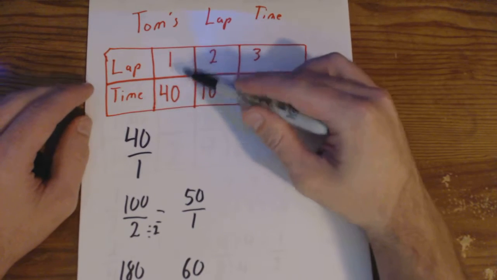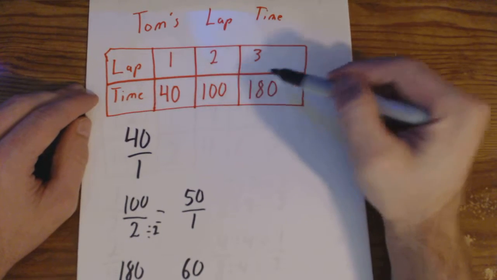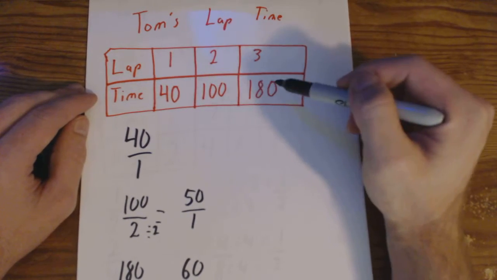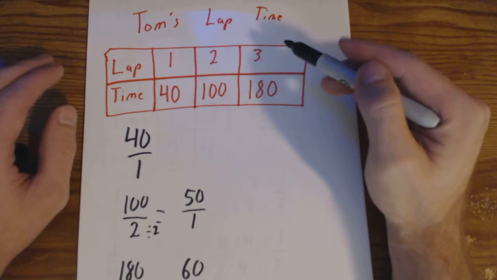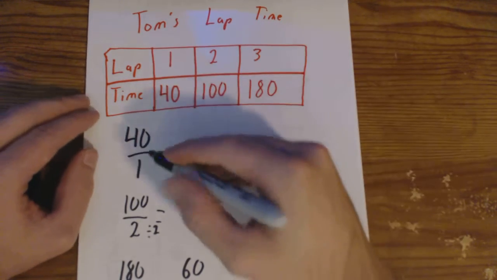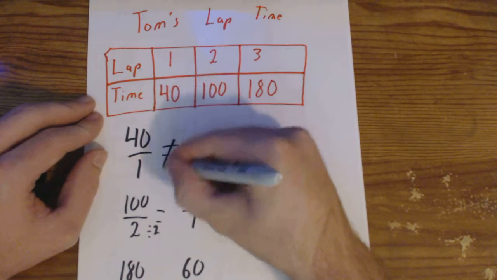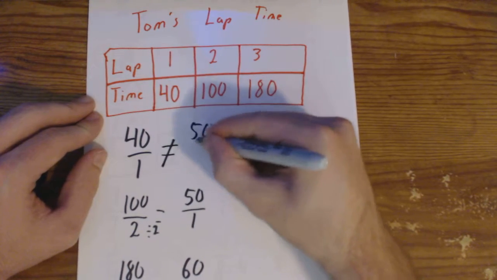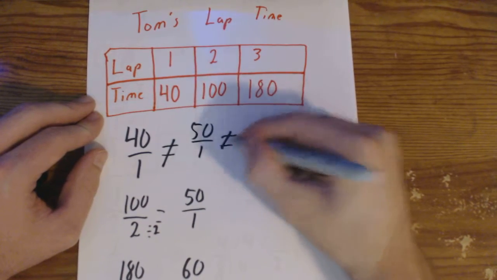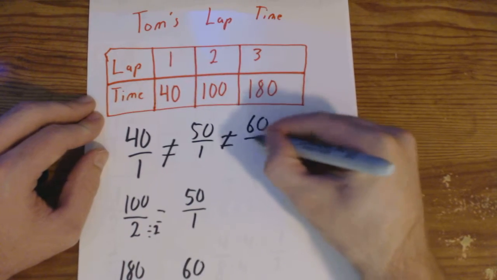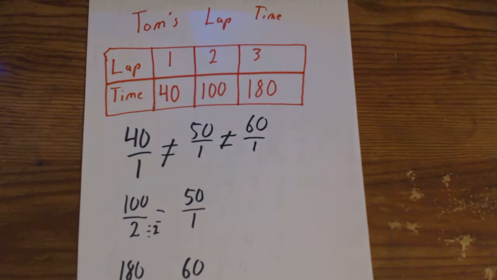We can't just say every lap he's running in 40 seconds. His laps appear to be getting slower at a varying rate. So in this case, they are not proportional. So we can say that 40/1 is not equal to 50/1. It's also not equal to 60/1. So that's how we can show that they're not proportional, because they should break down to the same ratio if they were proportional.